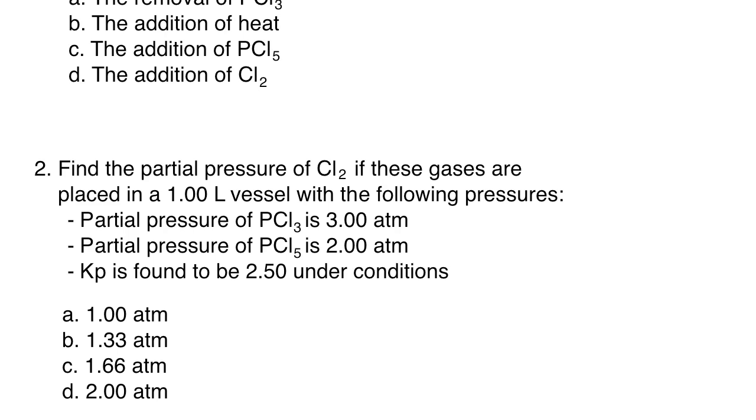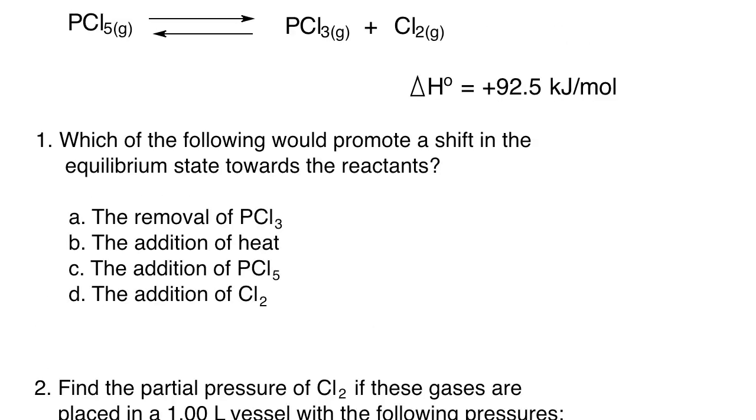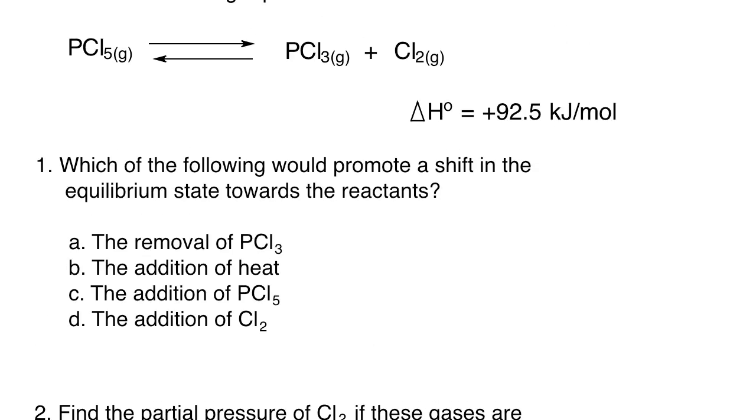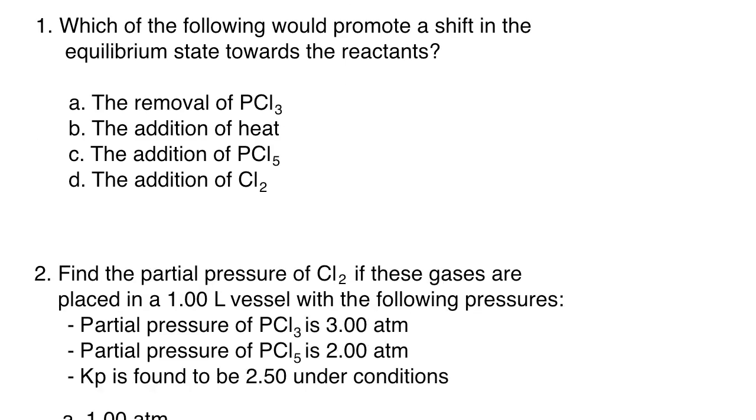So I figured for this question we would try one of the calculations with partial pressures, since we did a lot with the concentration throughout the lecture series. I wanted to give you a little exposure to that. So find the partial pressures for the Cl2 gas if these gases are placed in a 1 liter vessel with the following pressures. Again, we're referring to this reaction up here, and you're going to calculate the partial pressure for the chlorine gas given the other conditions here.